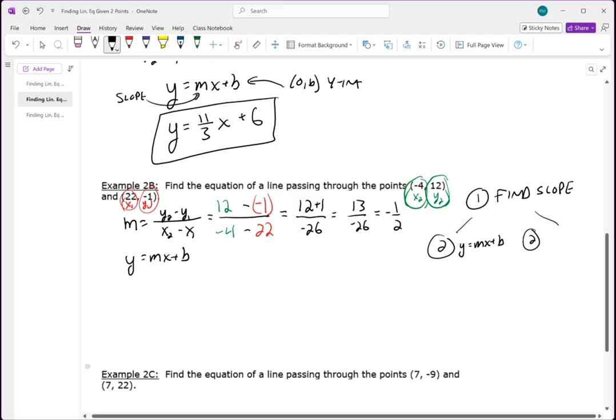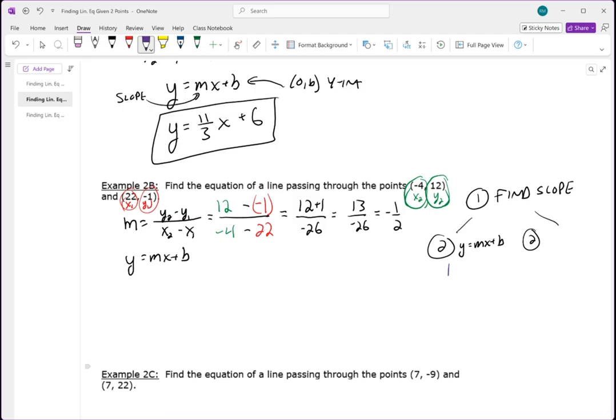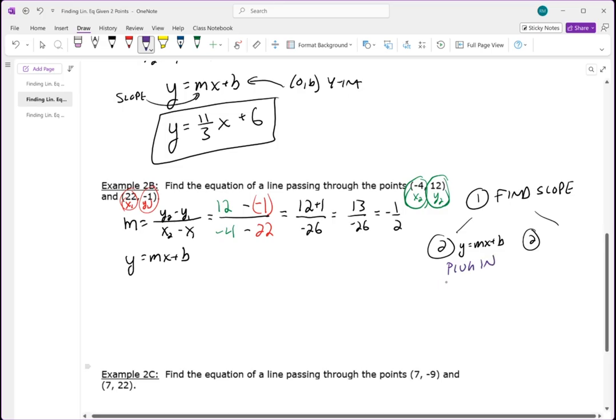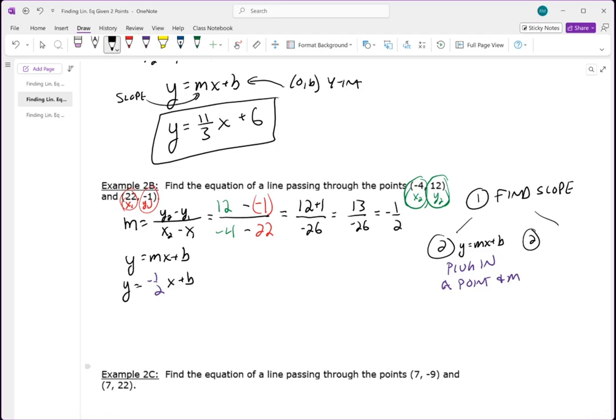And then I'm going to plug in a point and m into this equation. So I'll start and just show you that when I plug in m, I'm going to have -1/2 here. And my goal here is to figure out what b is. So I'm going to need to plug in one of my 2 points. It doesn't make any difference which point you pick. You'll come up with the same b. I'll go ahead and pick the point that I labeled number 1. So my y1 is -1 and my x1 is 22. So then I'm going to have this -1/2 times 22 plus b.